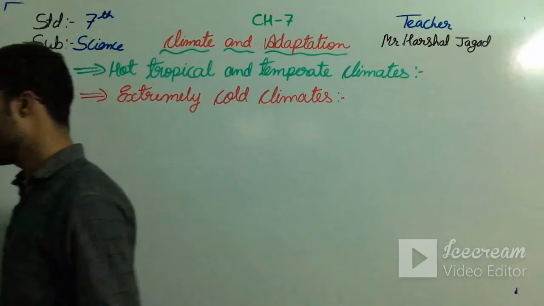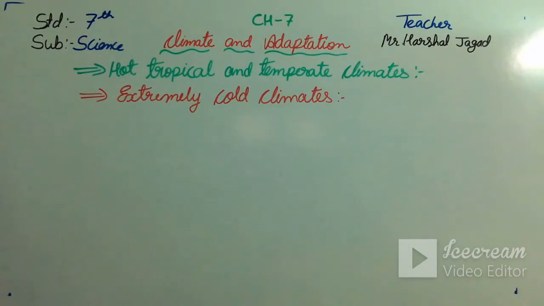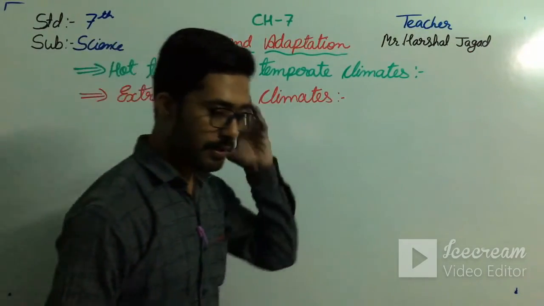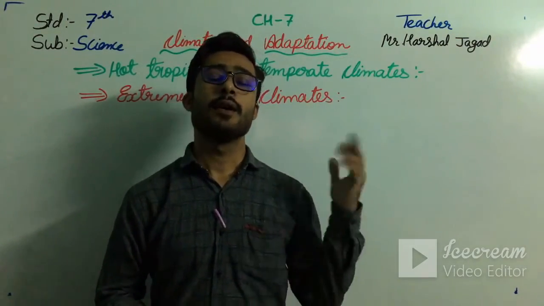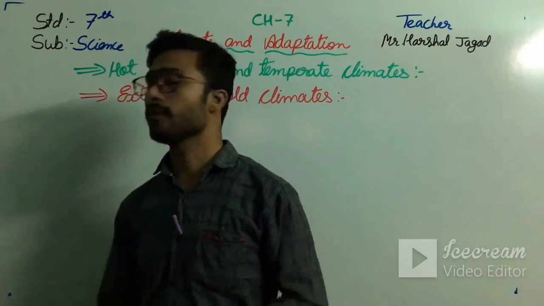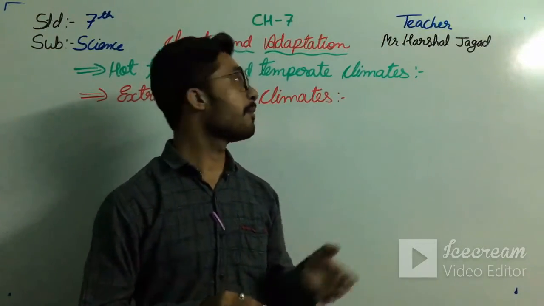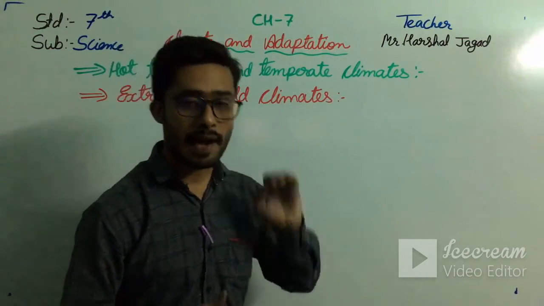So these are some of the migratory birds which migrate as the summer comes over there, and they move to another place where there is winter. So here you can see we have just completed our chapter number 7, that is, climate and adaptation.